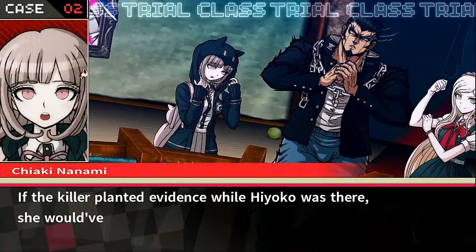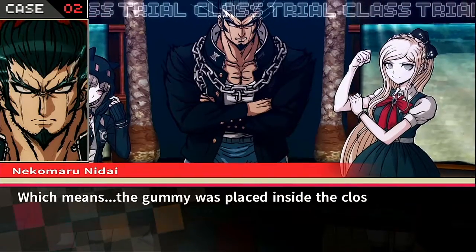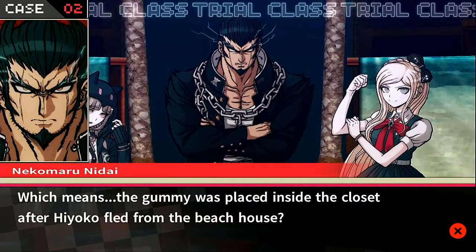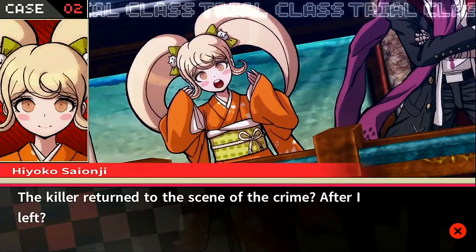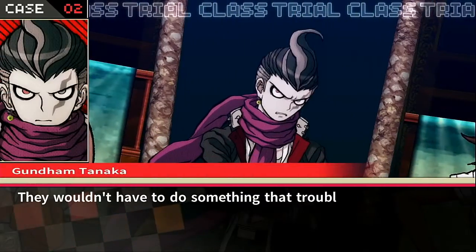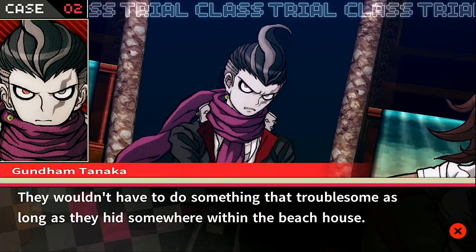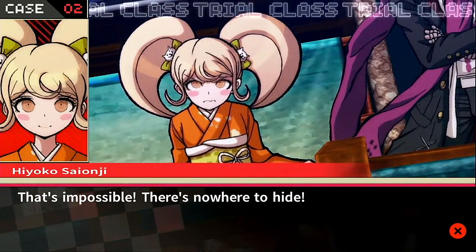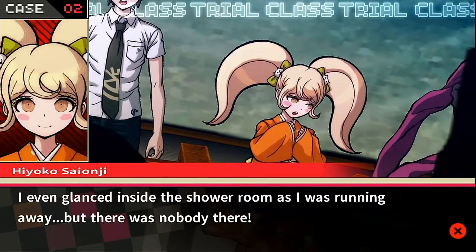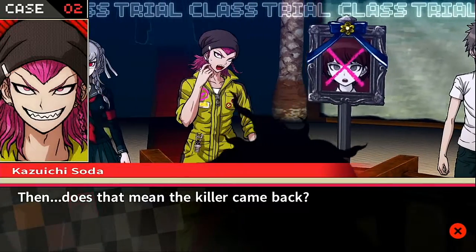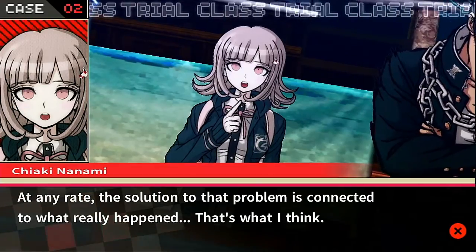If the killer planted evidence while Hyoko was there, she would have thrown it away if she found it. Which means the gummy was placed inside the closet after Hyoko fled from the beach house? The killer returned to the scene of the crime? After I left? They wouldn't have to do something that troublesome as long as they hid somewhere within the beach house. That's impossible! There's nowhere to hide! I even glanced inside the shower room as I was running away, but there was nobody there! Then, does that mean the killer came back? At any rate, the solution to that problem is connected to what really happened.